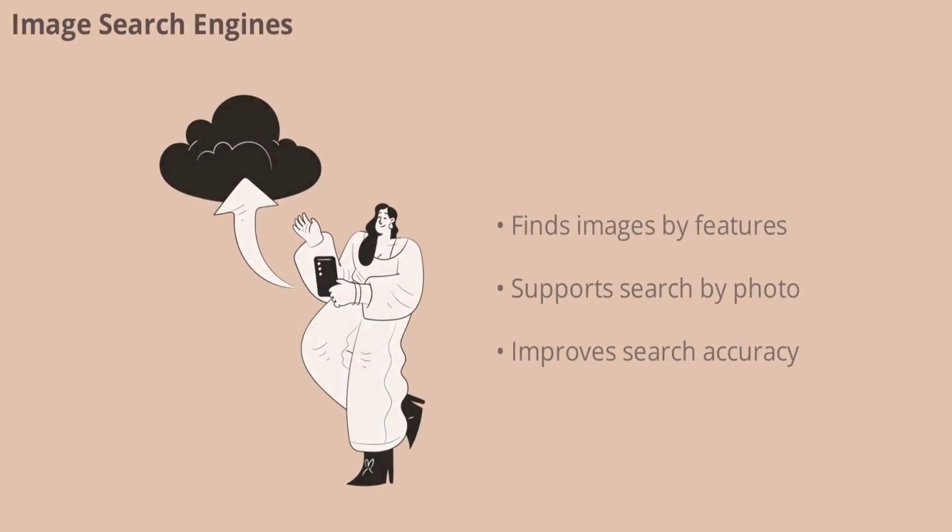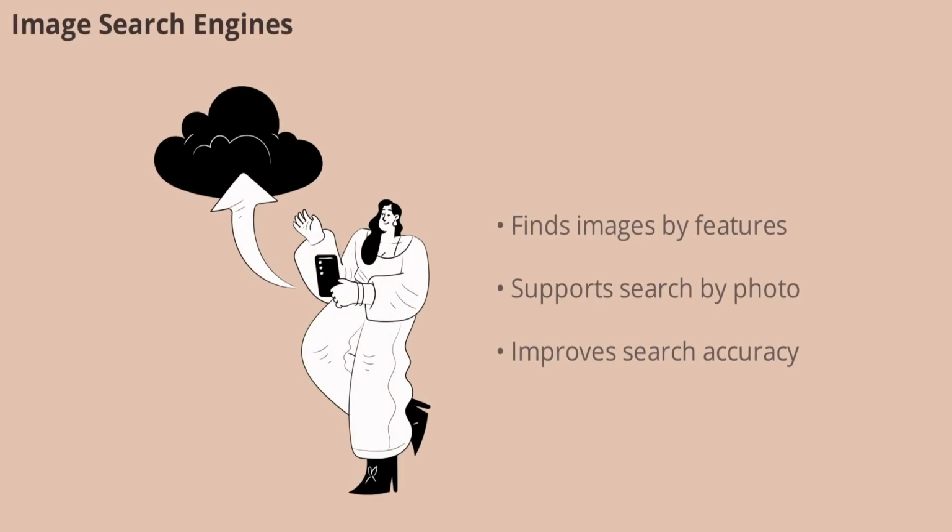Image search engines use CNNs to find pictures that match a user's query. The network analyzes the features of each image, comparing them to the search terms. This allows users to find similar images, identify objects, or even search by uploading a photo. AI vision makes searching for images faster and more accurate than ever before.